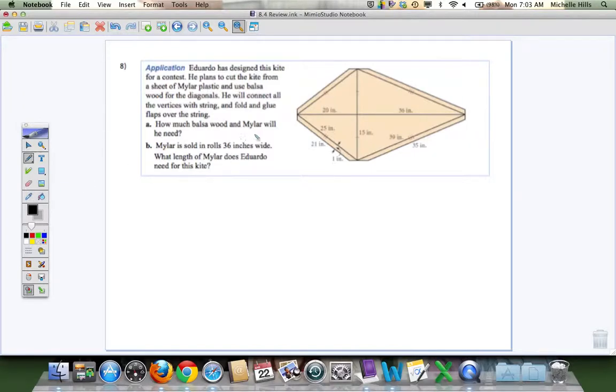The mylar, the balsa wood that he's doing is actually just these diagonals. So for part A, how much balsa he needs? He needs 15 times 2 inches plus 20 inches plus 36 inches. That'll give him the two diagonals for balsa. So he needs 86 inches of balsa wood.